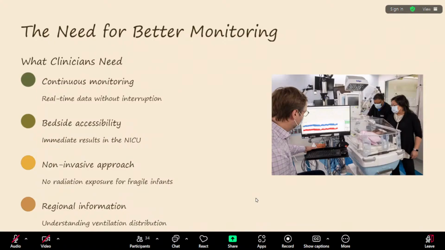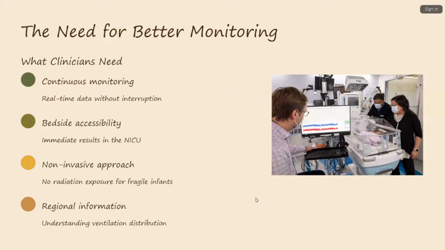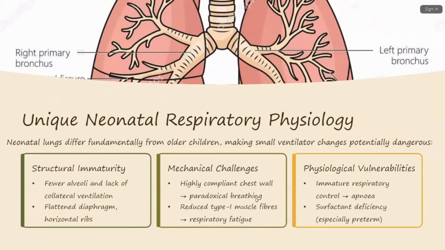In infants or neonates, regional information is very necessary. Regional information, like within the zones of the lungs, becomes really important. So the unique respiratory physiology of the neonates involves structural impairment.